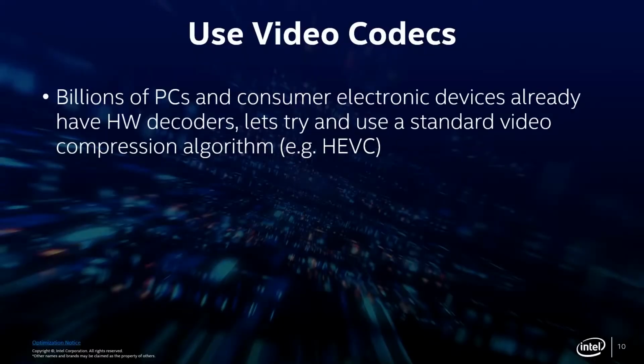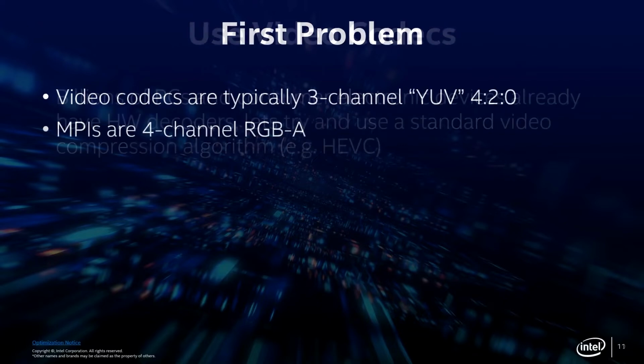As we turn our minds to the problem of MPI compression so we can apply it to video sequences, we focused our efforts on using traditional video codecs. We did this because there are literally billions of PCs and consumer electronic devices across the planet that already have hardware video decoders. So let's try to use those, rather than making a brand new codec from scratch, which wouldn't exist out in the real world.